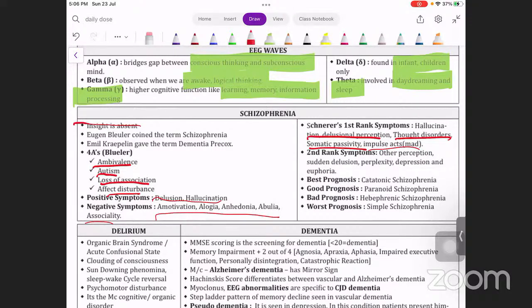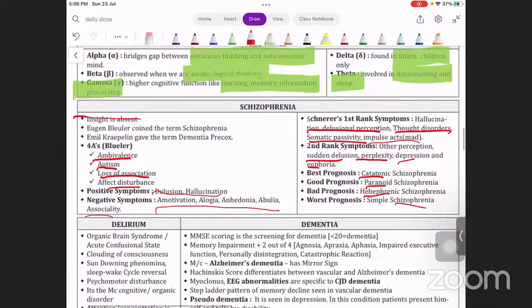Second rank symptoms: other perceptions, sudden delusion, perplexity, depression, and euphoria. Best prognosis is catatonic, good prognosis is paranoid, and bad prognosis is hebephrenic. Worst prognosis is simple schizophrenia.